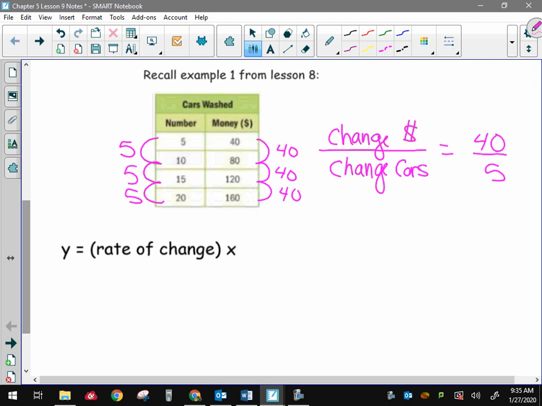And we could find a unit rate from that. Gabby, what do we do to find the unit rate? Divide. What's 40 divided by 5, Damien? $8 per car. So every car that went through was $8.